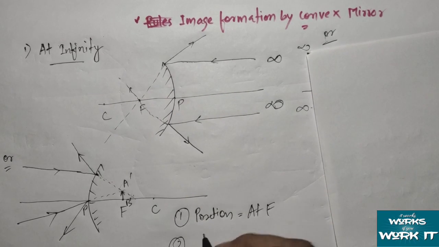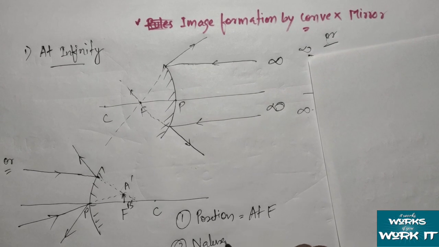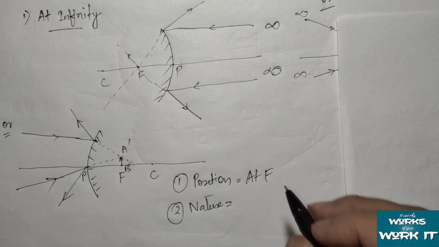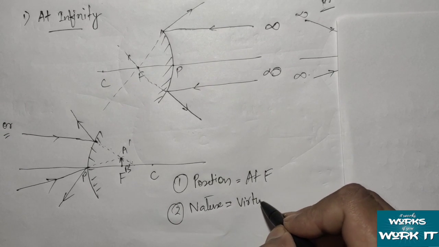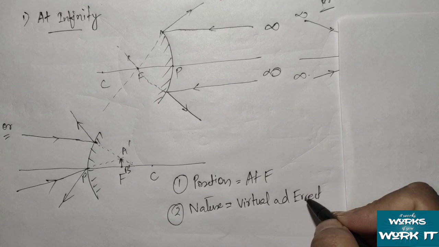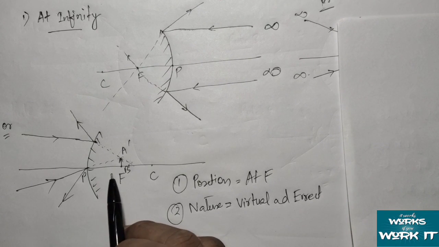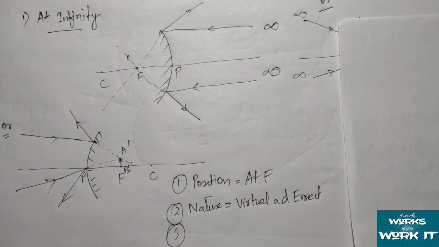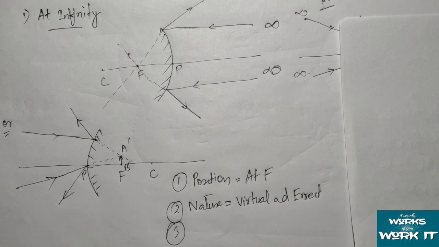And next one, we need the nature. What will be the nature? Nature is always virtual and erect. So whenever the image is formed behind the mirror, that is virtual and erect. Okay, in a concave mirror we are getting the image in front of the mirror, so that becomes real and inverted.